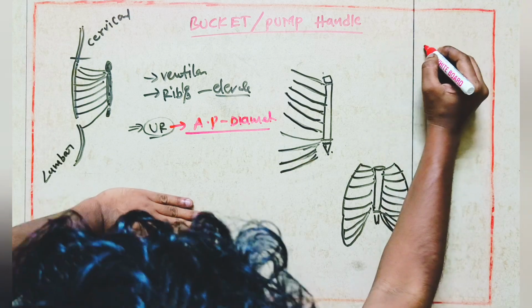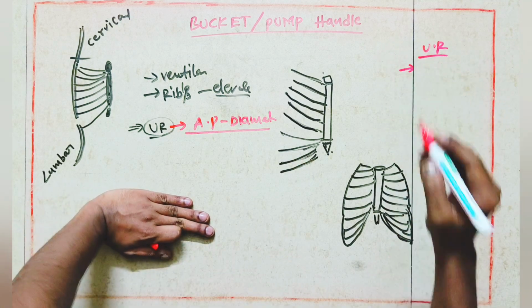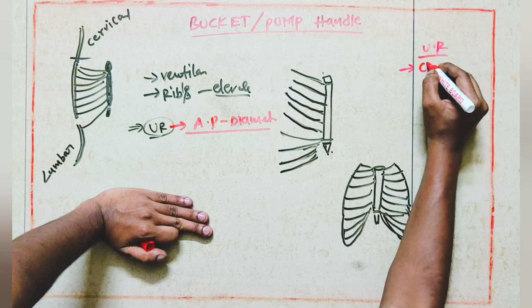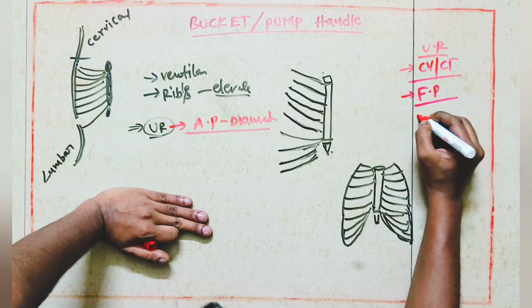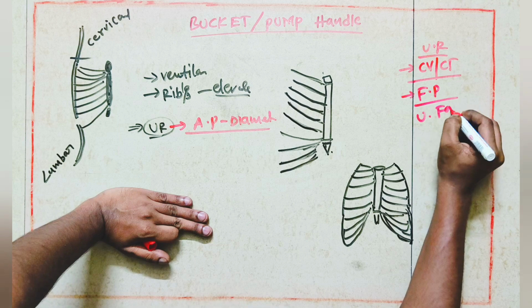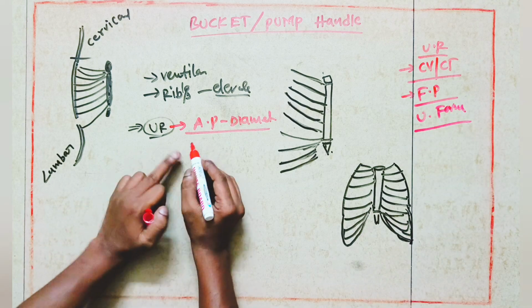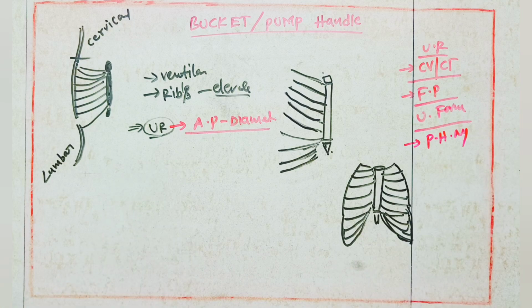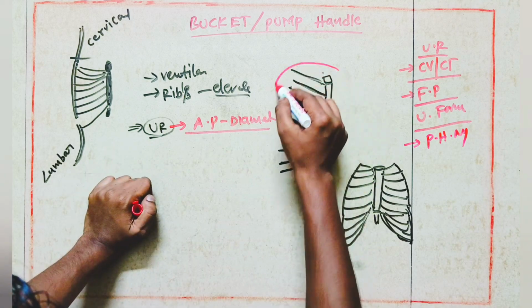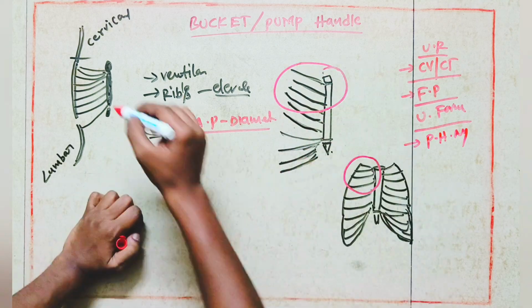As we discussed, because of the orientation of the costo-vertebral and costo-transverse joints around the frontal plane, the upward and forward movements will happen, so that the upper ribs are involved in the pump handle movement. So these are the upper ribs. Here also these are the upper ribs.